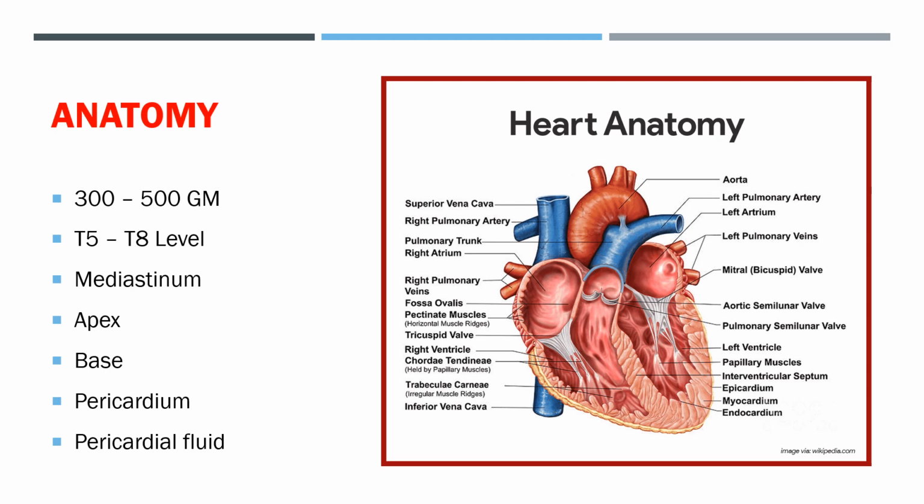It has an apex and a base. The base is the portion where the great vessels go outside the heart, and the apex is the cone-shaped portion. It is covered by an outer layer known as the pericardium, which has two layers: the outer fibrous pericardium and the inner serous pericardium.